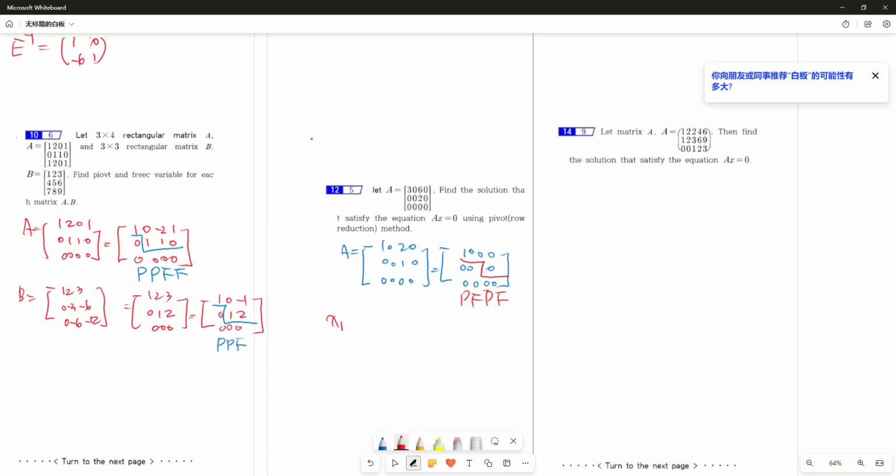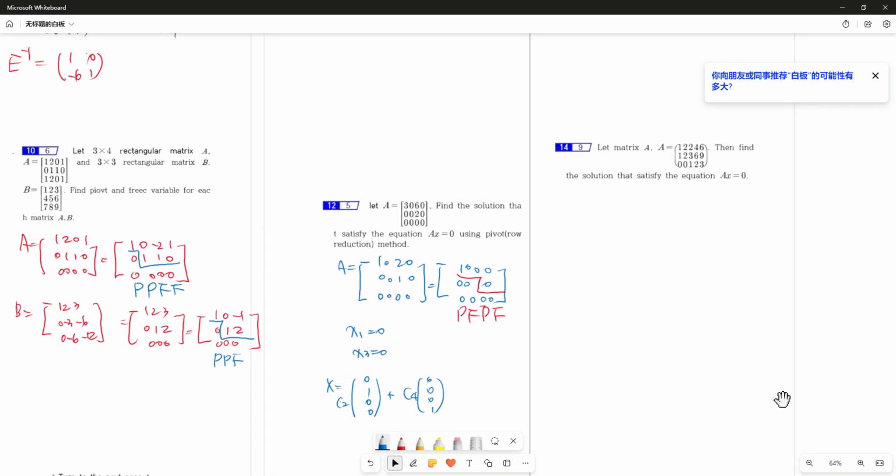So x1 equals 0, x3, sorry, x2, sorry. So x1 equals 0, x3 equals 0, so x equals 0, 0, 1, 0, c2 plus c4 0, 0, 0, 1. Okay.